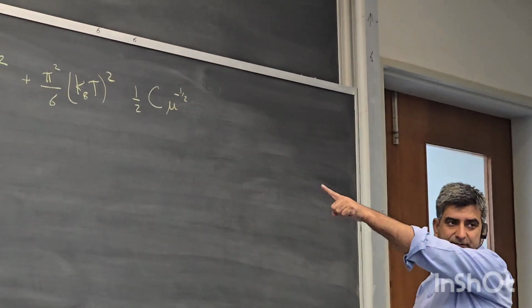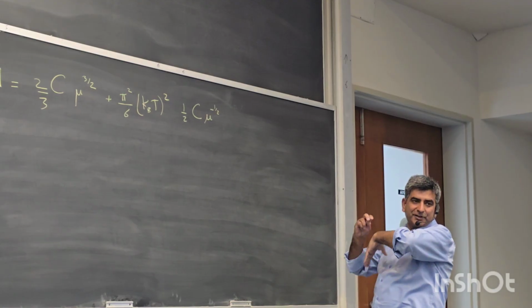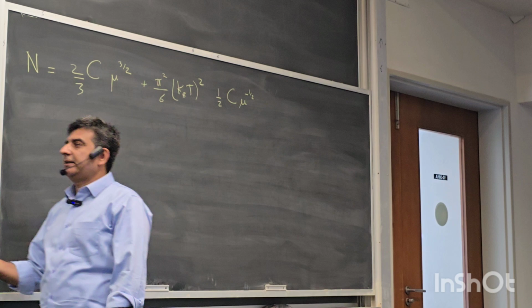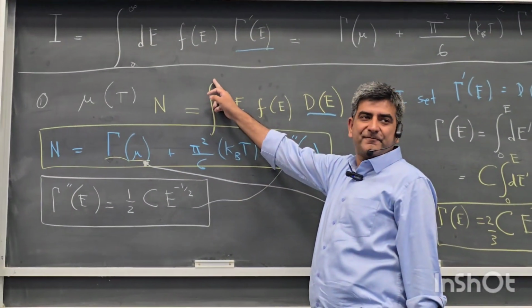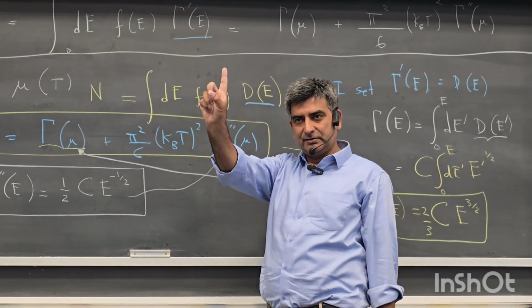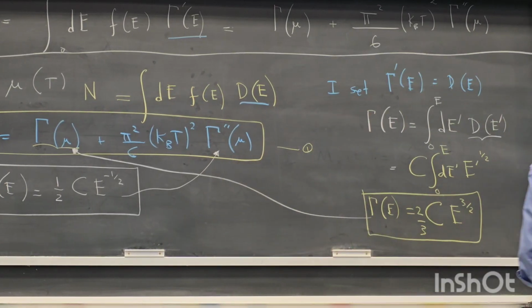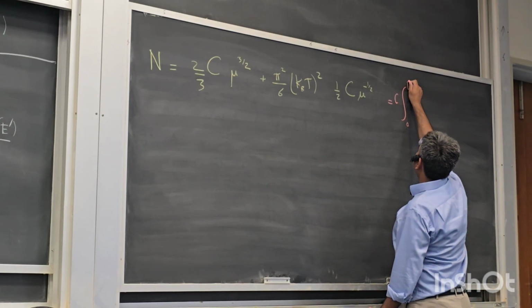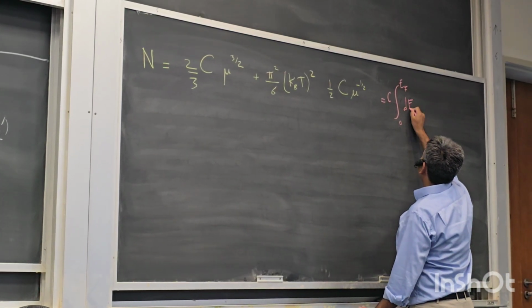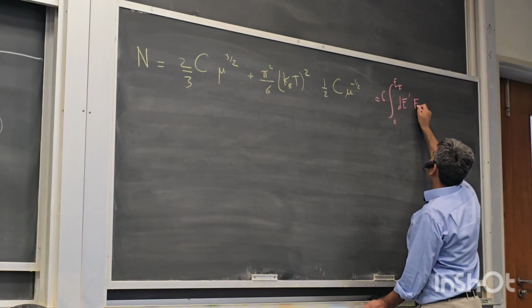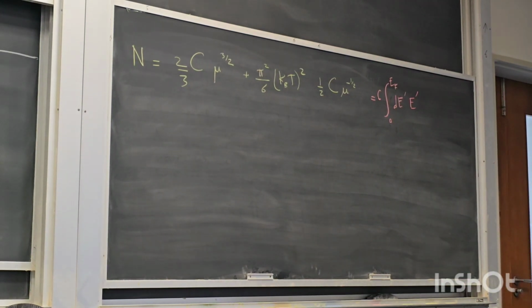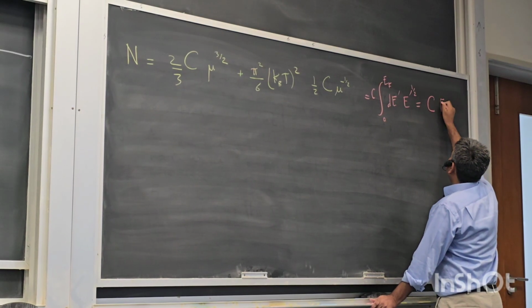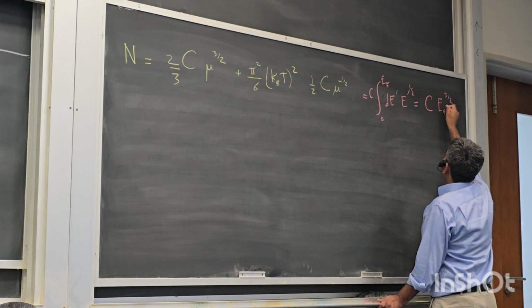But this n is also equal to the number of electrons at 0 kelvins, which will just be this integral from 0 to EF, where f is just 1. So this will also be equal to C integral from 0 to EF dE prime E prime raised to 1/2, which equals C EF to the 3 by 2, times 2 by 3.